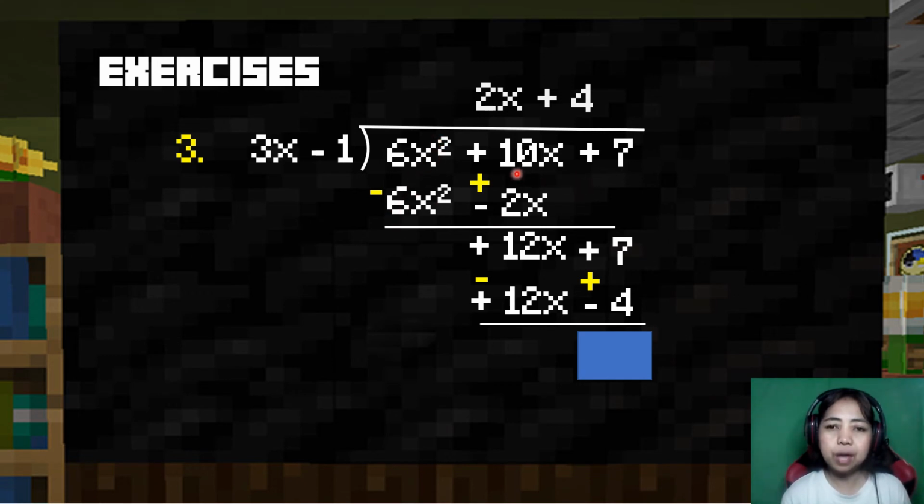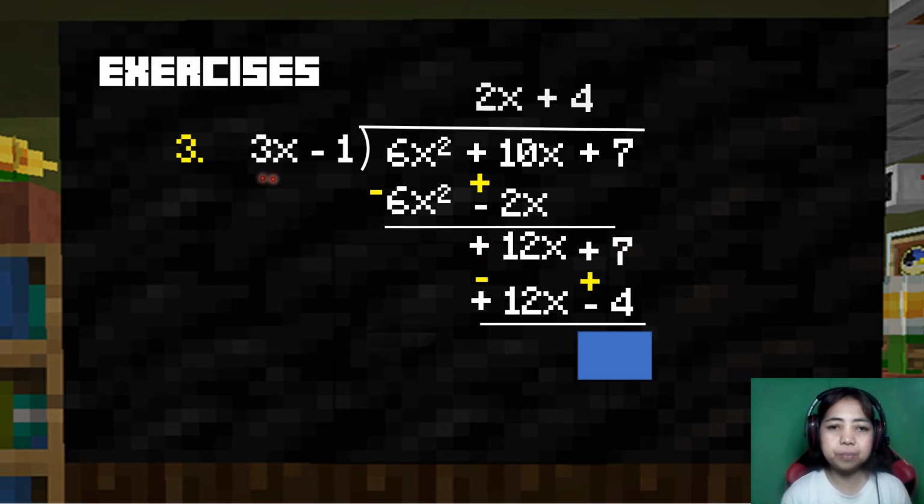And then, in here, we have 10x plus 2x. Kasi, di ba, naging positive na. Siyempre, pareho ng sign, so i-add natin. So, we have 12x. Bring down positive 7. And then, again, we proceed with the division.